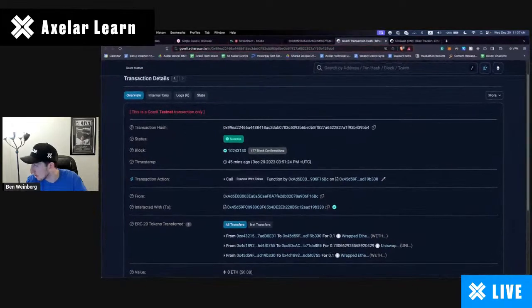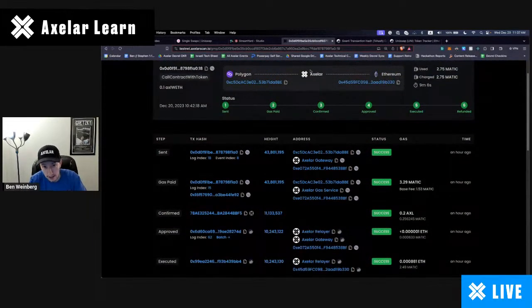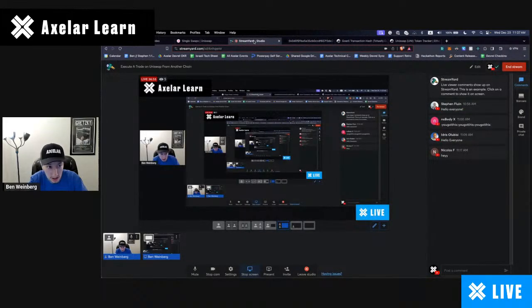Let's see if it went through. It's still going through on our previous transaction. But that is a high level of actually conducting a swap. Let's go back to Axelar Scan. From Polygon via Axelar onto the Ethereum blockchain with Uniswap. Let's see, that was a lot. Let's see if we have any questions. Yeah, in the meantime, while this transaction is executing, hopefully it should be done in a couple minutes. You guys feel free to ask questions.